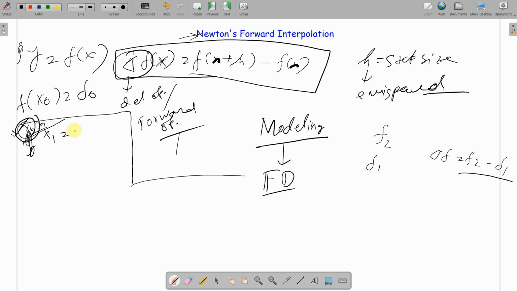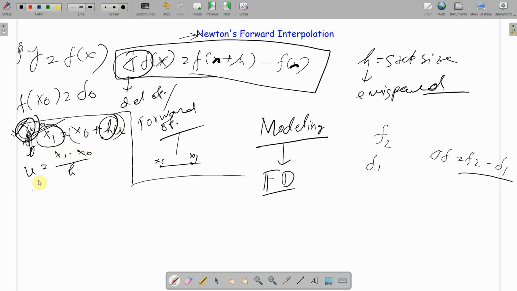So let's consider x1. That could be your adjacent point. Like this point is x0, this point is your x1. So x1 is x0 plus h into u, where h is the step size, and u means x1 minus x0 by h. Got it? So to get x1 you have to multiply the u value with h. So u is (x1 minus x0) by h.